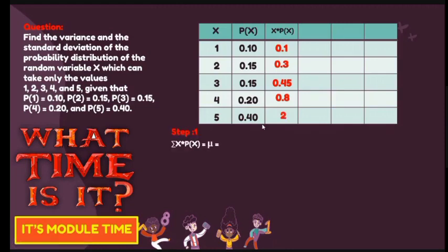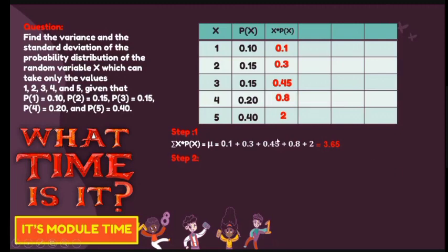Next na gagawin natin is you have to consider this formula. Diba sabi nga natin, itong value na to, yung summation natin for the third column is also equal with the mean or the expected values. So combine 0.1, 0.3, 0.45, 0.8, and then you have 2. And then you will arrive with 3.65 as the mean. Ito na po yung mean natin.